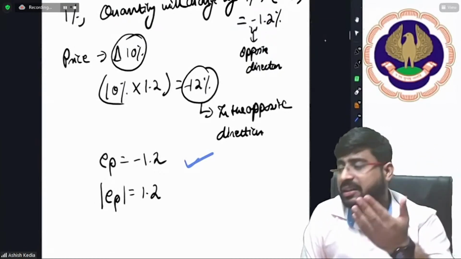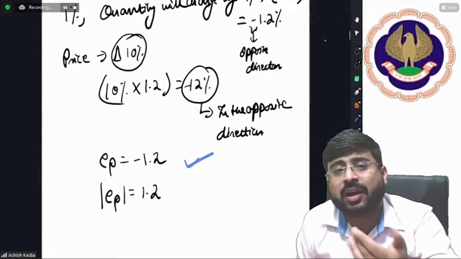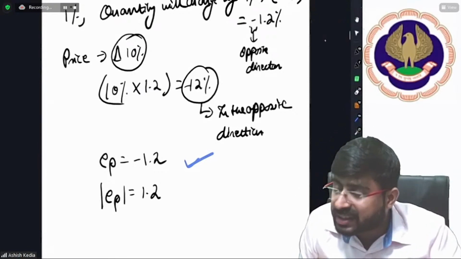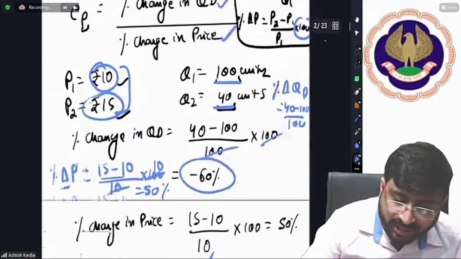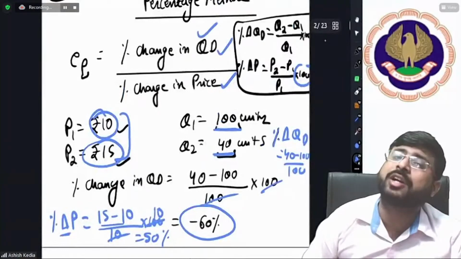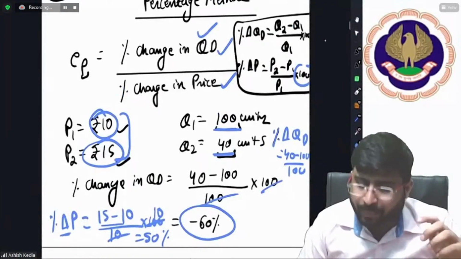But for presentation, what did I say? For presentation. And by the way, remember, always percentage change in quantity is the numerator. Quantity is the numerator, price is the denominator. Don't inverse it.